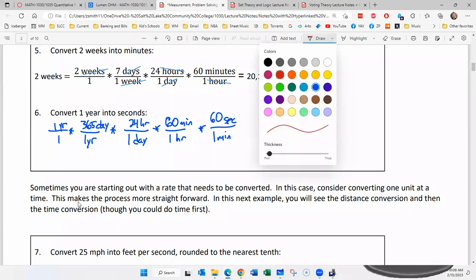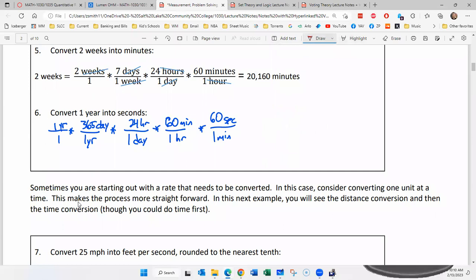The most important part of this is keeping track of that your units are going to reduce. 1 on top, 1 on bottom, 1 on top, 1 on bottom. And in this way, multiplying by a series of 1, you change your units.